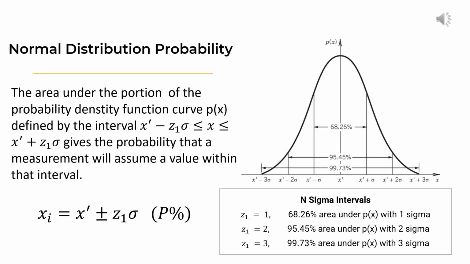It follows directly that the representative value that characterizes a measure of the variation in a measured data set is the standard deviation. The probability that some ith measured value of x will have a value between x prime plus and minus z1 times sigma is 2 times the probability of z1 times 100, or P%. This is written as x sub i is equal to x prime, the mean, plus or minus z1 times the standard deviation at a given probability.